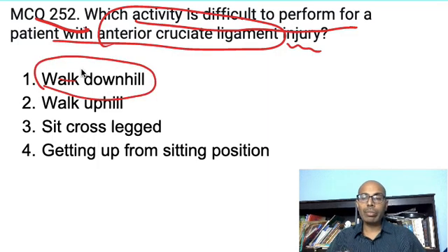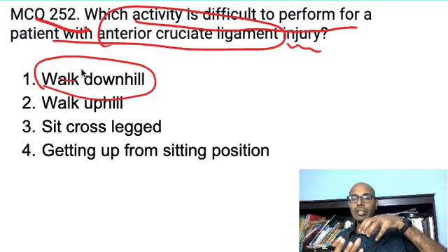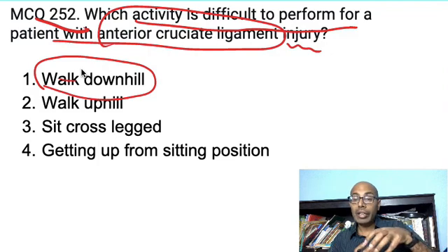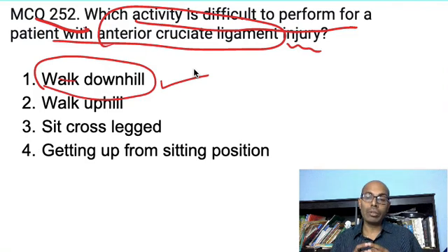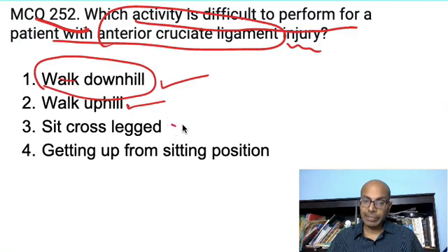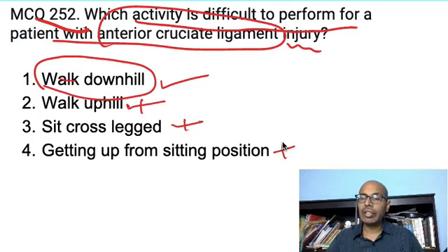So the ACL prevents the anterior translation of the tibia over the femur. The anterior translation, A for anterior, A for ACL. Anterior translation is stopped by the anterior cruciate ligament, and this helps us in walking downhill. So you will have a difficulty in walking downhill if the ACL is torn. Walking uphill is basically the PCL's function. Sitting cross-legged and getting up from a sitting position are no way related to the anterior cruciate ligament.